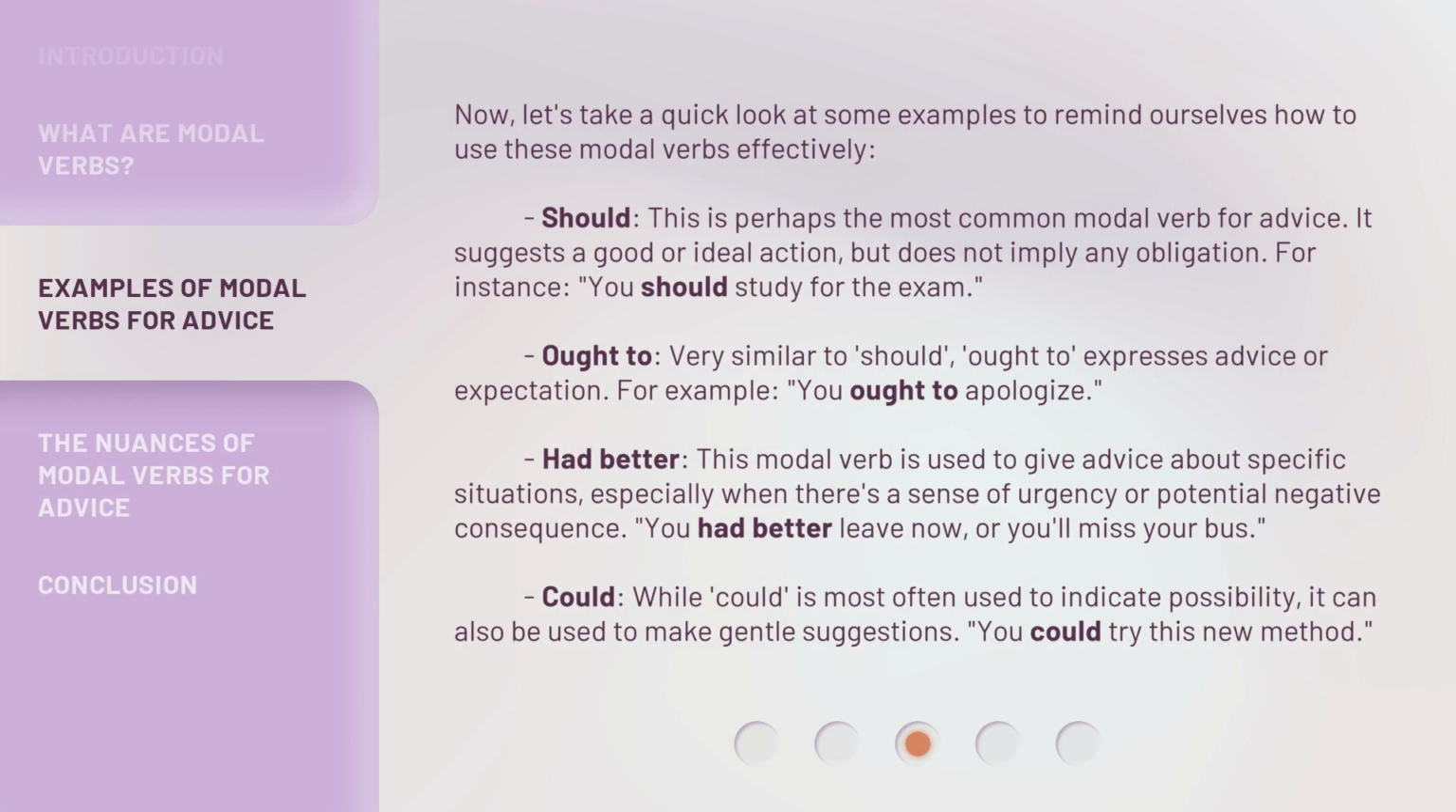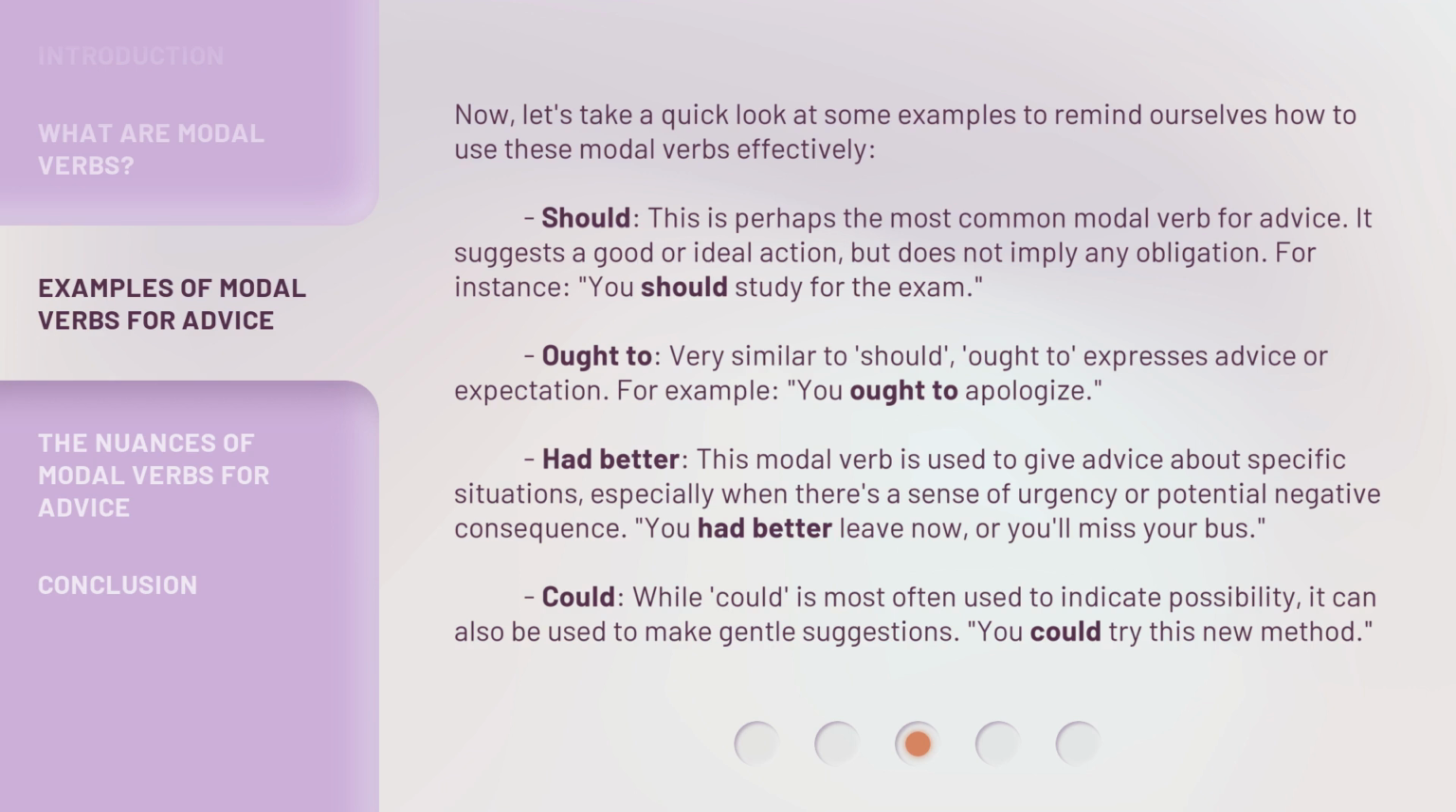Now, let's take a quick look at some examples to remind ourselves how to use these modal verbs effectively. Should. This is perhaps the most common modal verb for advice. It suggests a good or ideal action, but does not imply any obligation. For instance, you should study for the exam. Ought to, very similar to should, ought to, expresses advice or expectation. For example, you ought to apologize.